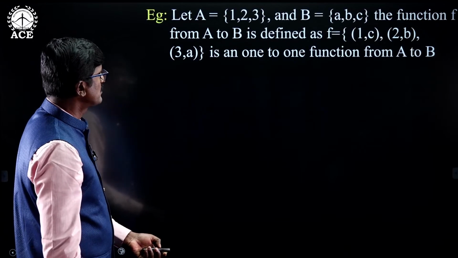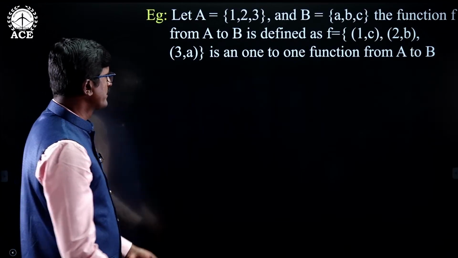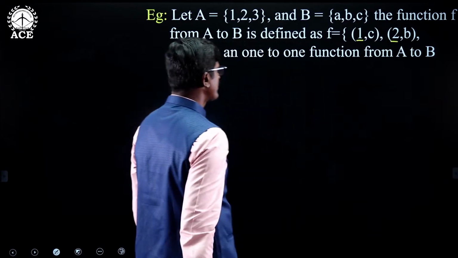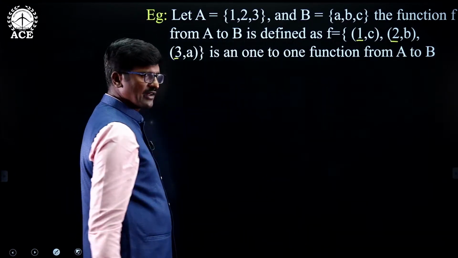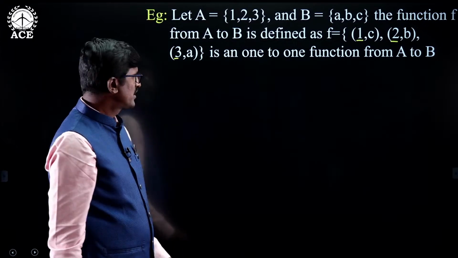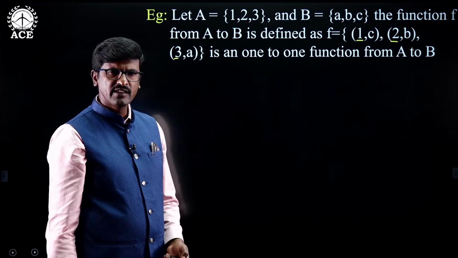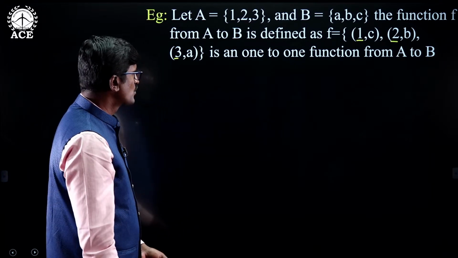Now this is the example. 1 to 1. So 1 and 2 are two different elements, their images are also different. 2 and 3 are two different elements, their images are also different. That means different elements in set A are having different images, therefore it is a one-to-one function.